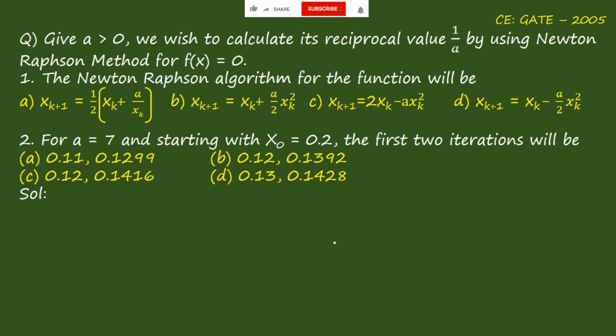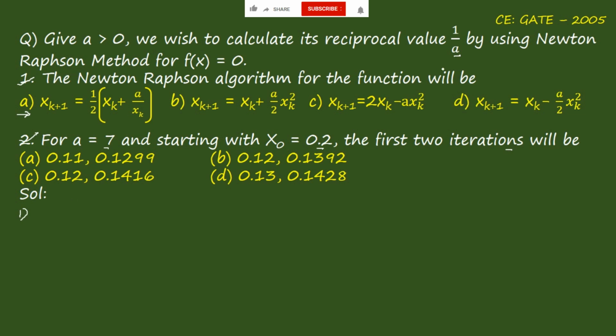Come to next question. Okay, we have to answer 2 points, 1 and 2. Now the question is: given a greater than 0, we wish to calculate its reciprocal value 1 by a by using Newton-Raphson method for f of x is equal to 0. The Newton-Raphson algorithm for the function will be, okay, what will be the formula for finding the reciprocal 1 by a? Now again they are saying for a is equal to 7, starting value x naught is equal to 0.02. The first two iterates will be, okay. Now iterations we have to find out. We'll be going on to the first question now.